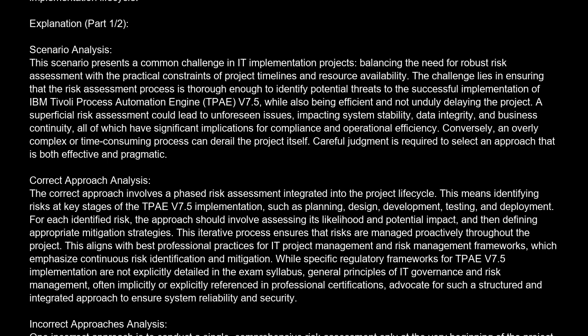This aligns with best professional practices for IT project management and risk management frameworks, which emphasize continuous risk identification and mitigation.